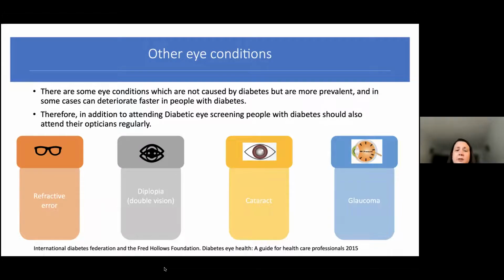Because you have diabetes, unfortunately, you are at higher risk of other eye conditions. So you're more likely to have a refractive error. So you're more likely to need glasses. It can cause diplopia, which is double vision. And then you are also at higher risk of developing cataracts, and those cataracts come in earlier in life than people without diabetes. And you're also at risk of developing glaucoma. So as well as attending screening, you should really attend optometry, your opticians as well, because they're the ones who check for these things. Screening don't.